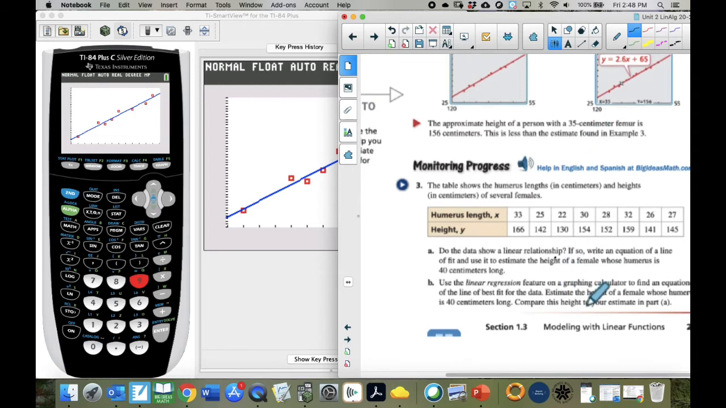It says, use the linear regression feature, we did that, to find an equation. You know what, let's go ahead and write down that equation. That's going to be part of, you're going to turn this in, right? And there's not a whole lot of work to show, but one thing we are going to show is this equation.